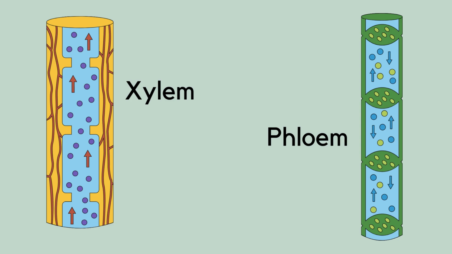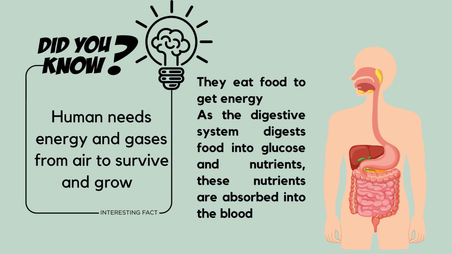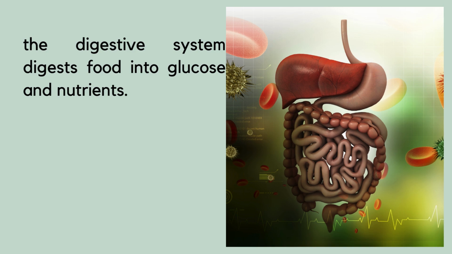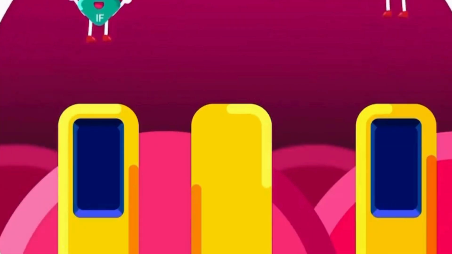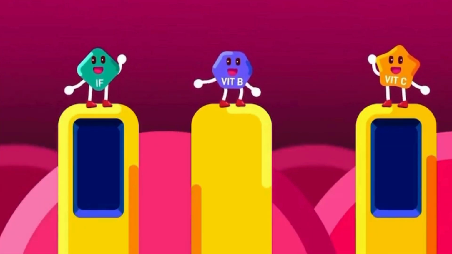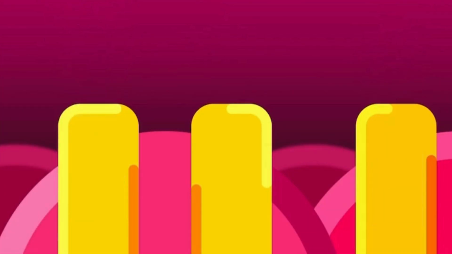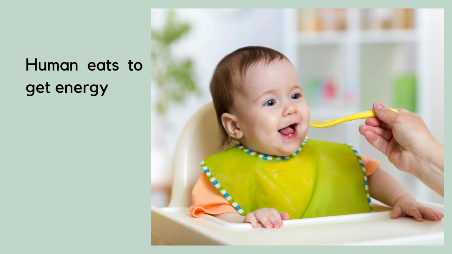You know that the human needs energy and gases from air to survive and grow also. It looks like the plant, as they eat food to get energy. And this happens by the help of the digestive system that digests food into glucose and nutrients. These nutrients are absorbed into the blood, okay, and go to all the human body parts, okay? So the human body gets energy. As we see here, humans eat to get energy.